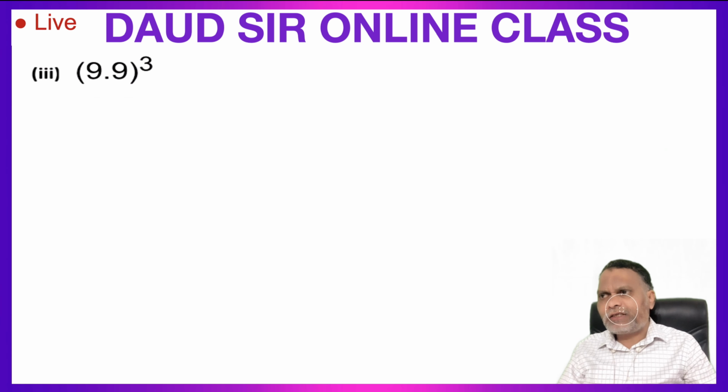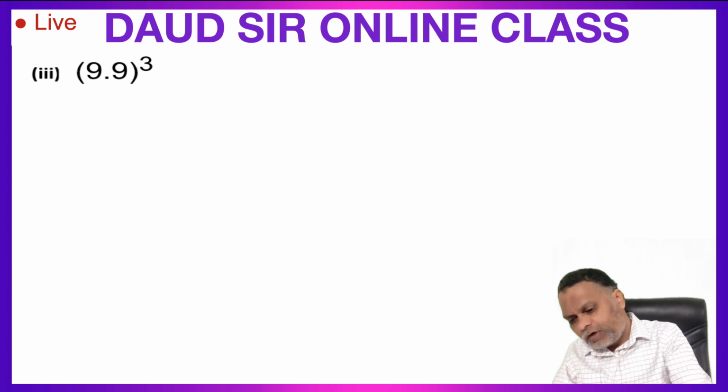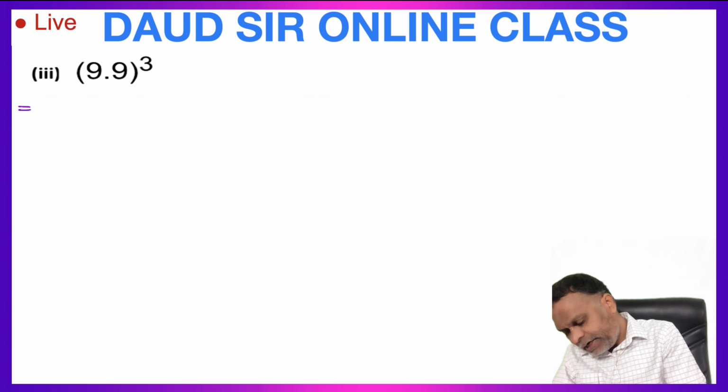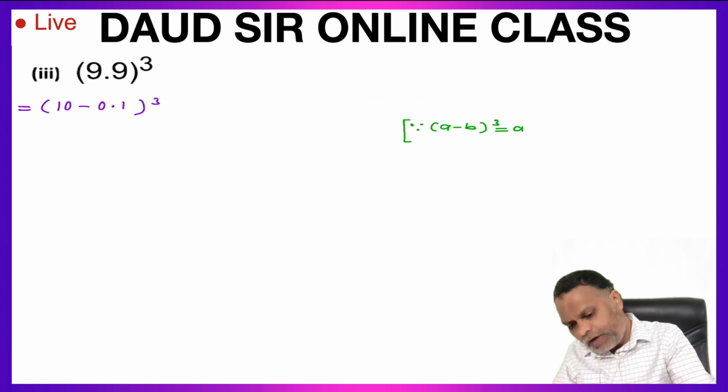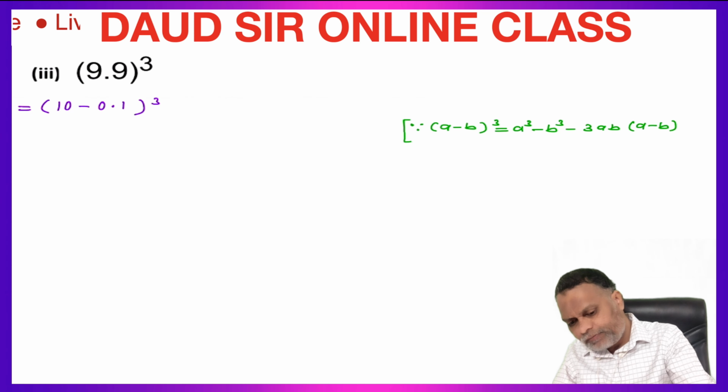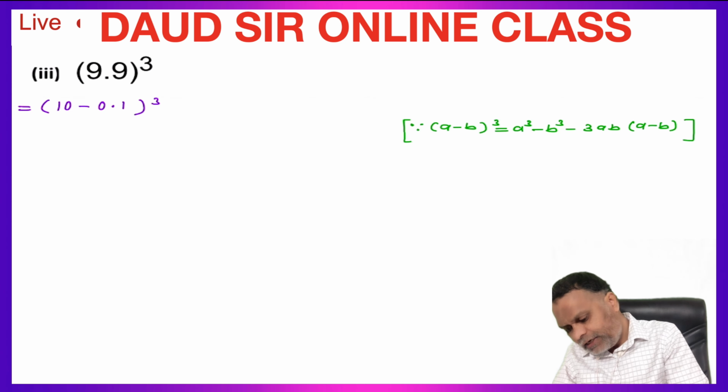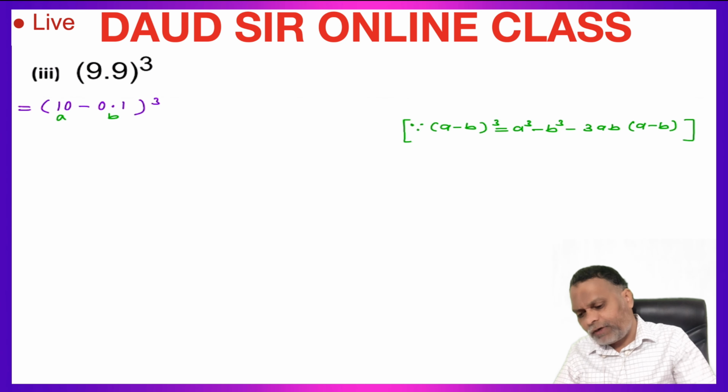Question number 11, part 3rd, 9.9 whole cube. So this 9.9 can be written 10 minus 0.1 whole cube. Now we can apply the identity here, a minus b whole cube. Since a minus b whole cube is equal to a cube minus b cube minus 3ab into a minus b. Here a is equal to 10 and b is equal to 0.1.